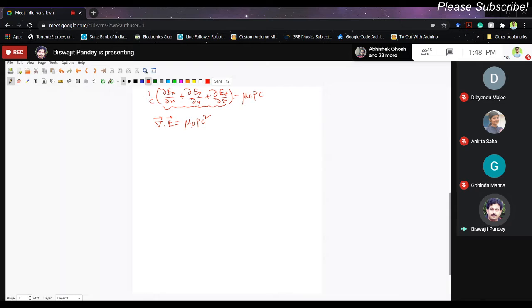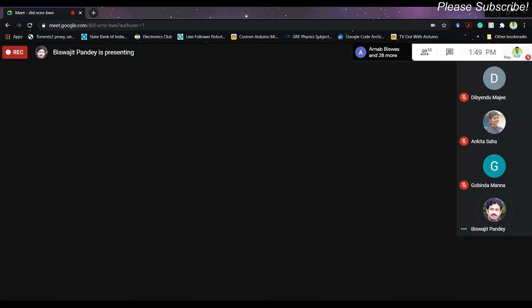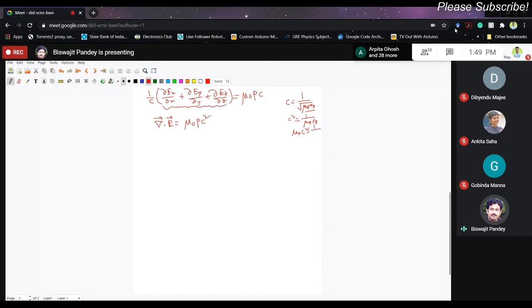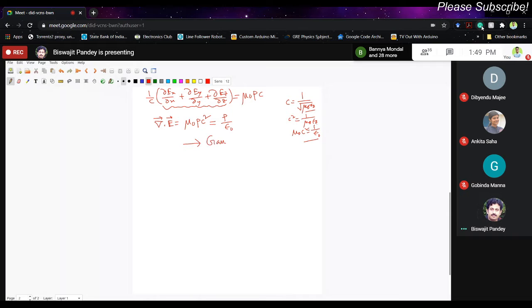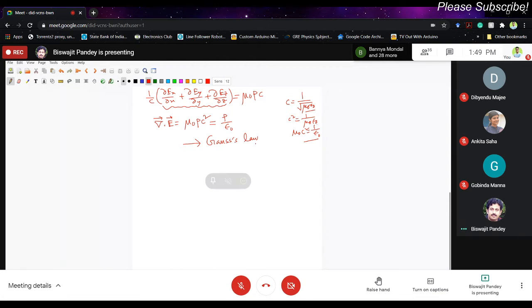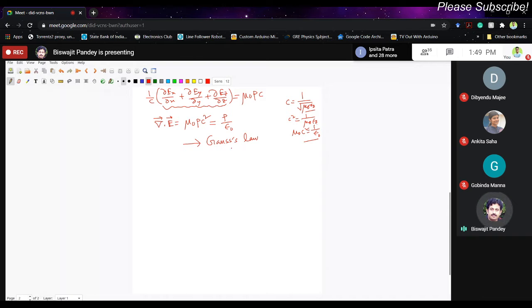Now what is mu 0 c square? You know c square, what is c? c equal to 1 over square root of mu naught epsilon naught, right? That you already know. So c square is 1 over mu naught epsilon naught. So mu naught c square is equal to 1 over epsilon naught. So I can write it here, that is equal to rho over epsilon naught. And this is nothing but Gauss's law, right? So the first equation contains Gauss's law inside it. This is already known to us.